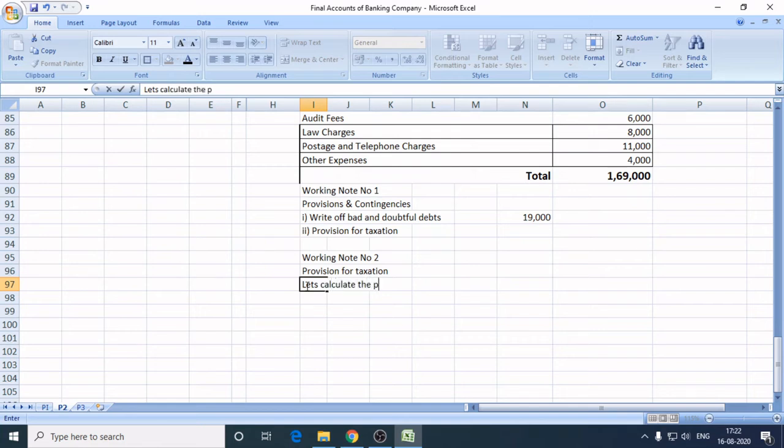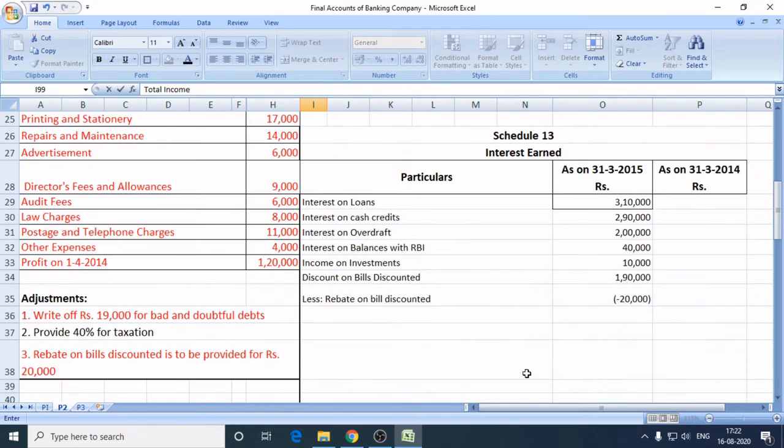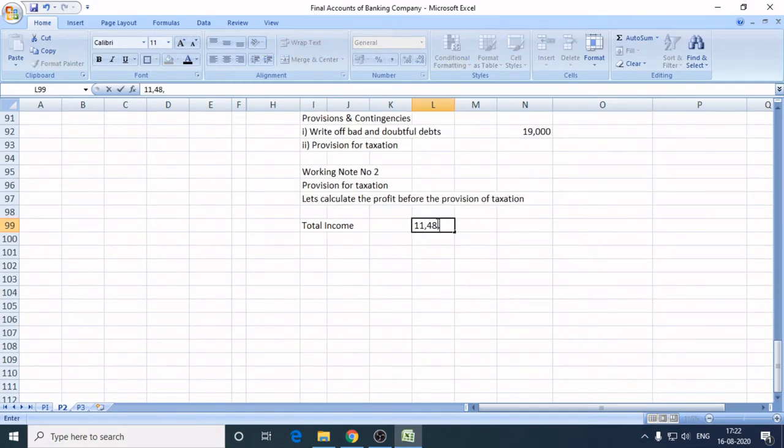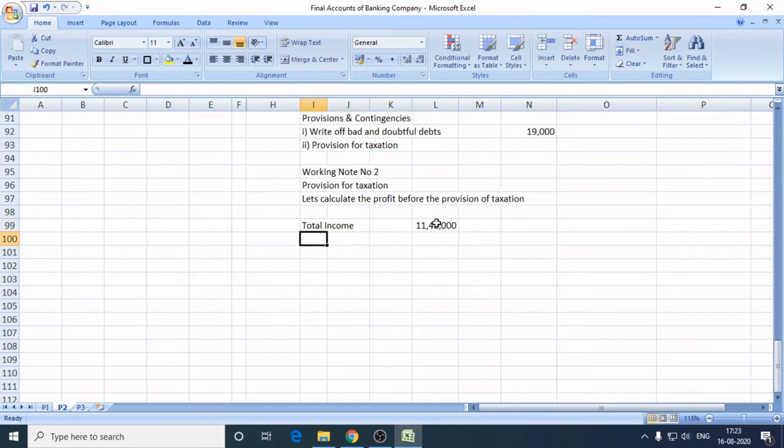Let's calculate the profit before the provision of taxation. We know the total income here is rupees 11,48,000. So take that figure, 11,48,000, and from this figure we have to deduct the total expenditures without considering provision for taxation.